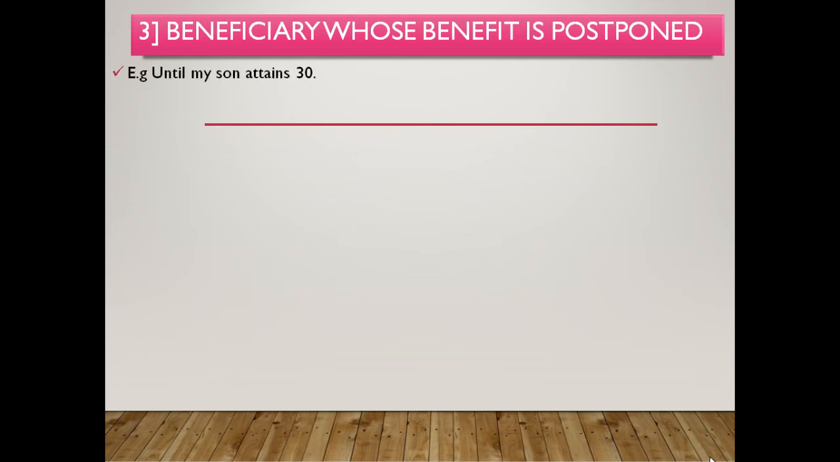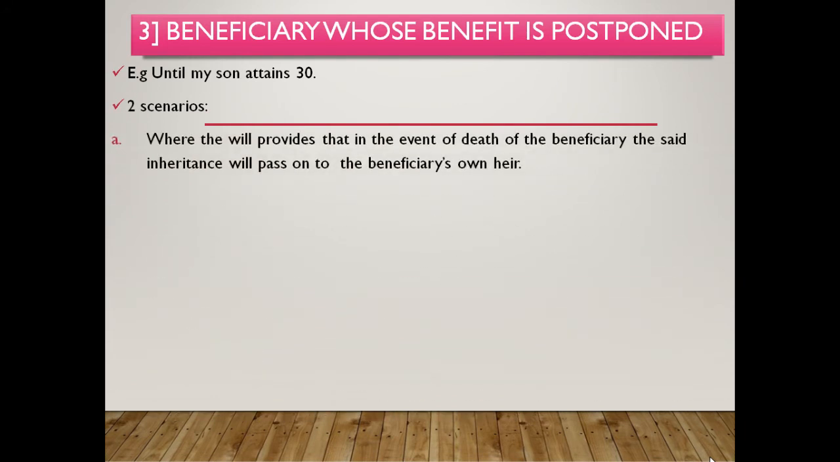E.g., until my son attains 30. So again, we have two scenarios under the beneficiary whose benefit is postponed. The first scenario is where the will provides that in the event of death of the beneficiary, the said inheritance will pass on to the beneficiary's own heir.